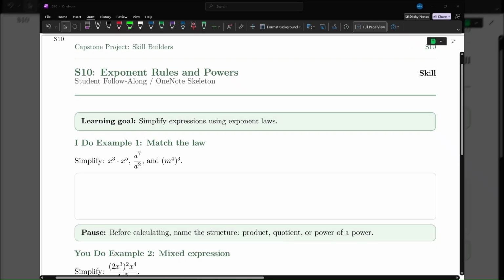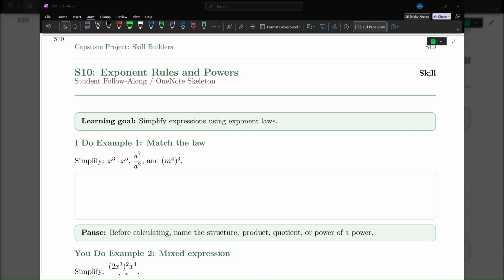Okay, welcome to video S10, exponent rules and powers. This is just a brief overview of exponent rules. You've seen them previously in Math 10 if you need to go back and take a look, but we're just going to run through things that we know about exponents, which will be helpful in later stages of questions in this course and the upcoming course as well.